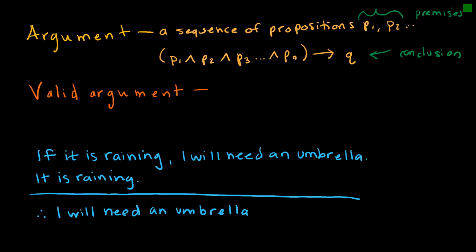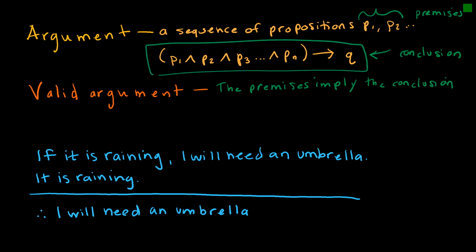And if it's a valid argument, that would mean that the premises imply the conclusion. Essentially, we're saying if this is a tautology, it is a valid argument. So if it is always true, then it is a valid argument. So let's take a look at our statement.